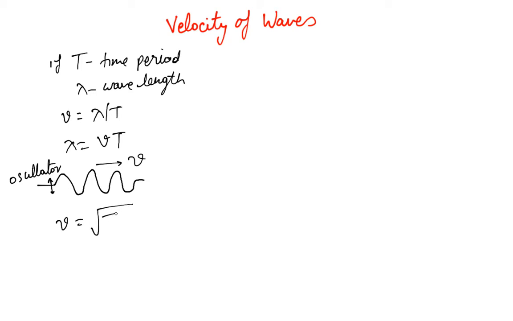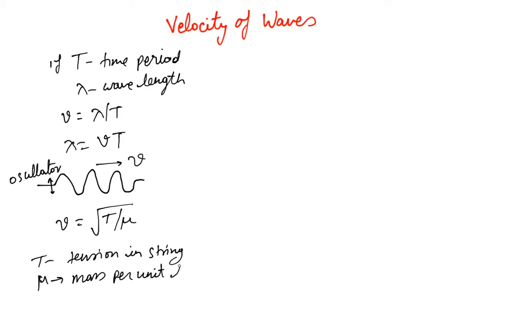For this kind of wave, velocity is given by root T over mu, where T is the tension in the string and mu, which is a Greek letter, is mass per unit length. What does that mean? It means that if you increase the tension, the velocity of the wave increases, which means in a sort of sluggish rope, the velocity will be low. But if this is a very taut rope, then velocity will be high.